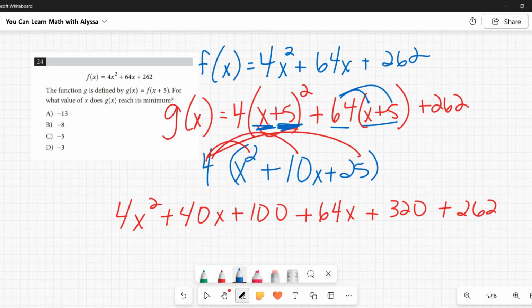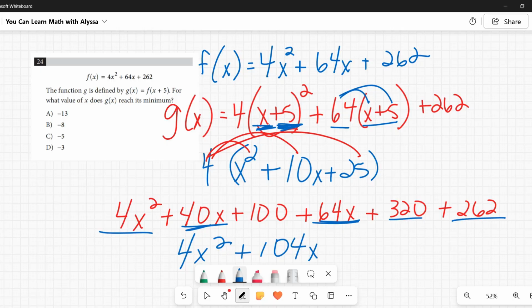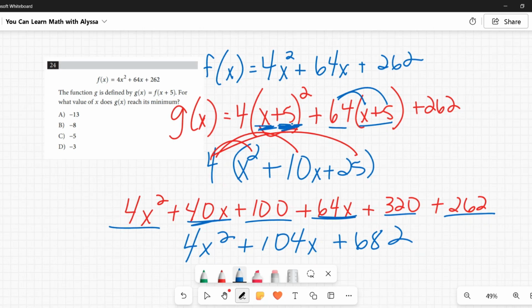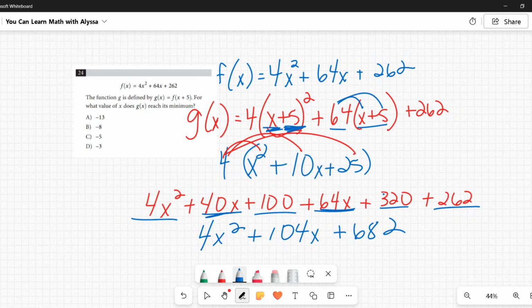Okay, now I need to combine like terms. I only have one x squared, and that's my 4x squared, so that stays there. For my x's, I have 40x and I have 64x. I add those together, I get 104x. All right, and our last ones, 100 plus 320 plus 262. 320 plus 262 is 582, plus another 100 is 682. Okay, now I have expanded this, and I have my quadratic. This is g of x.